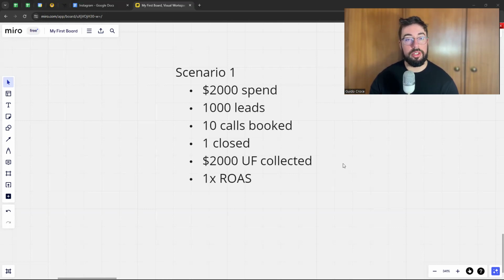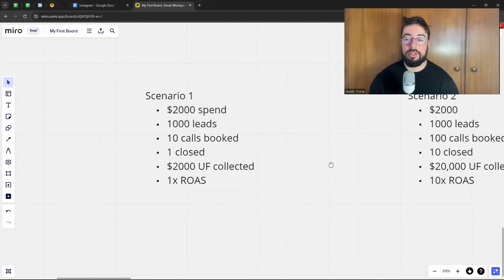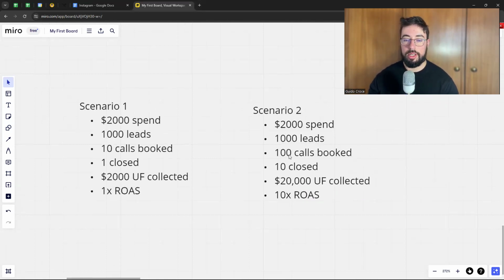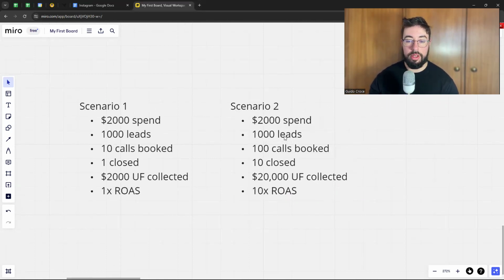That's what differentiates a good sales process and a good salesperson. So let's look at scenario number two compared, right? Same $2,000 spend that we had originally, and we also have 1,000 leads, right? So still the same. But from those 1,000 leads, we actually book 100 calls instead of 10, right?